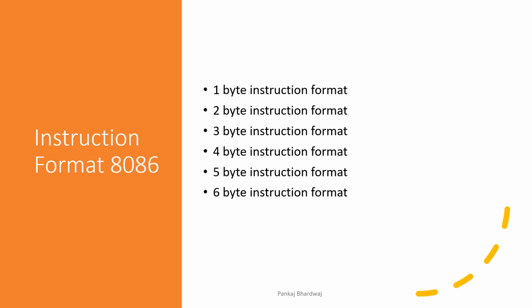So now we are going to discuss the instruction format of 8086. We can classify instructions of 8086 microprocessor into 1 byte, 2 byte, 3 byte, 4 byte, 5 and 6 byte instructions. So let's discuss them one by one.